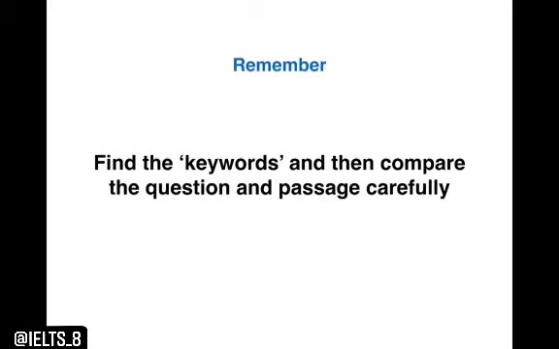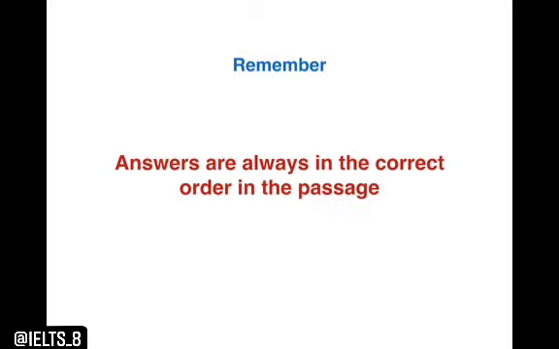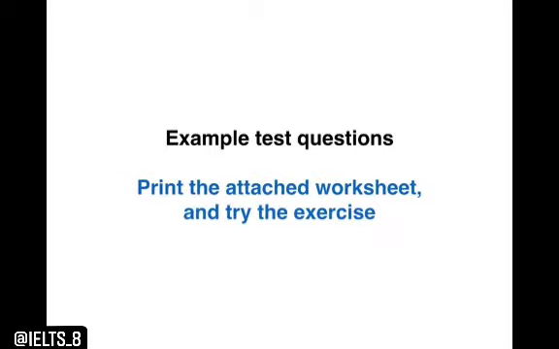The other thing, which I haven't mentioned before, is that answers are always in the correct order in the passage for this type of question. If you have a section about true, false, not given, or yes, no, not given, you should be confident that the answers are going to come in order in the passage. That really helps you. You don't have to go back to the beginning for each question. Now we can go to today's example test questions. If you haven't done this already, print the attached worksheet and try the exercise.